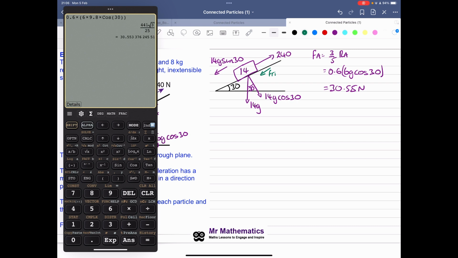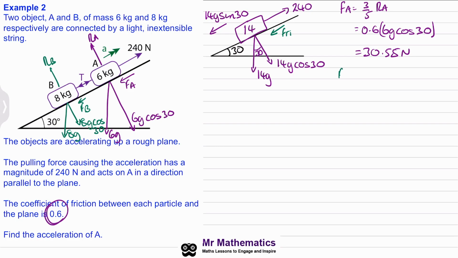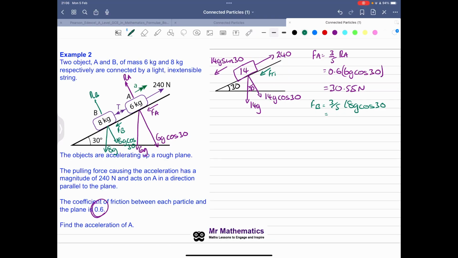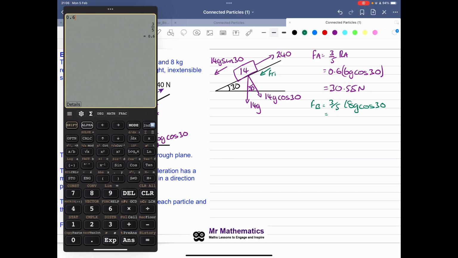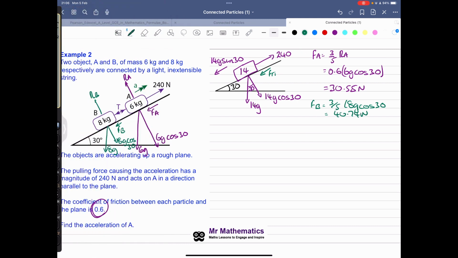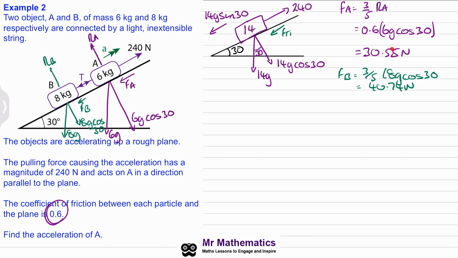Then for the friction at B, we know FB will be 3/5 of the normal reaction of object B, so 8g cos 30. So this will be 0.6 times 8 times 9.8 times cos 30, which is 40.74 newtons. So the total frictional force will be the sum of these two, which is 71.29 newtons.